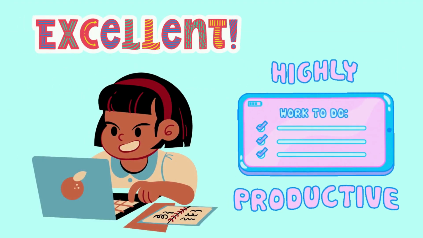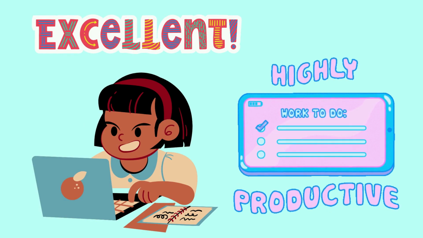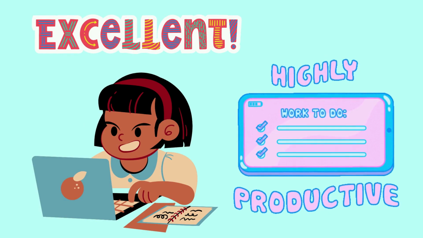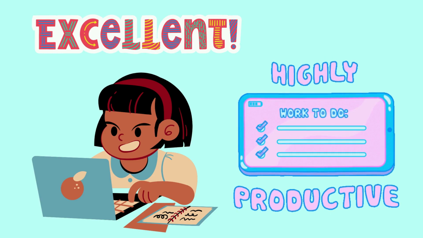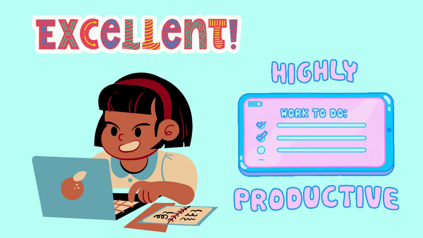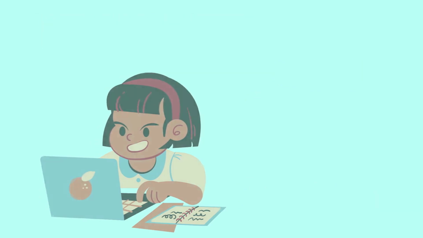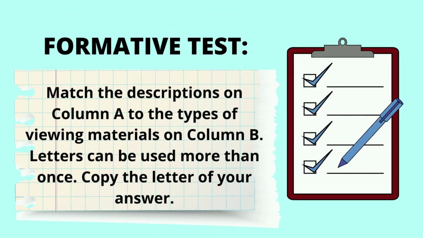Learners, you have shown commendable performance all throughout our lesson. For our final activity, let us have a formative test. Kindly prepare once again your paper and ballpen. For our formative test, match the descriptions on column A to the types of viewing materials on column B. Letters can be used more than once. Copy the letter of your answer. You have 60 seconds to answer this activity. If you think you will need more time to answer it, just pause the video.